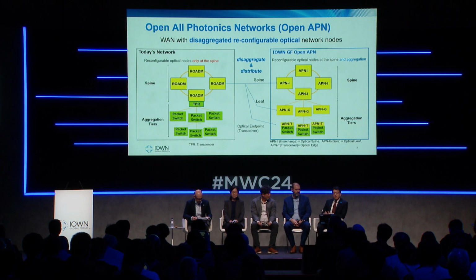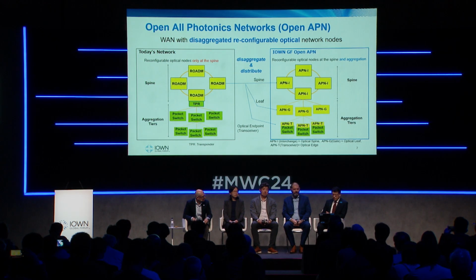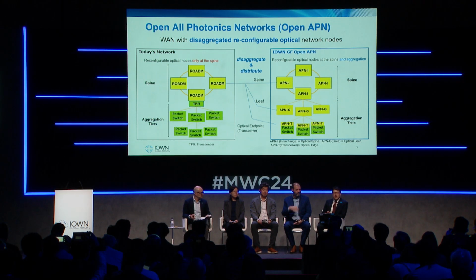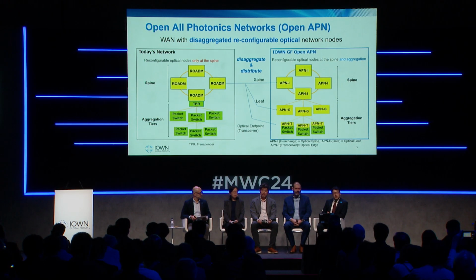IOWN APN stands for All Photonics Network. It's a new type of optical transport infrastructure. The base technology of Open APN is DWDM ROADM, which has long been used in carriers' backbone. But Open APN disaggregates ROADM into 3 tiers: spine, leaf, and transceivers, and distributes components to points closer to the user's environment so that it can directly connect user sites with optical transport.